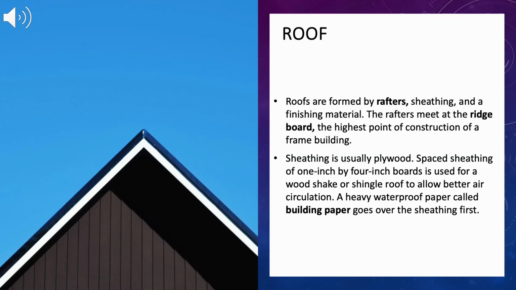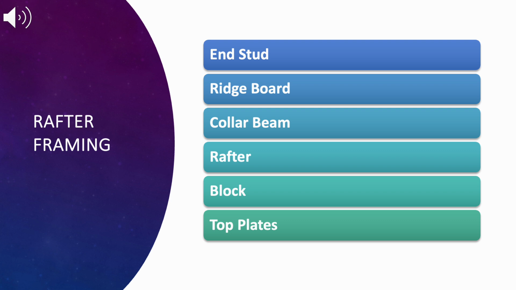Roof. Roofs are formed by rafters, sheathing, and a finishing material. The rafters meet at the ridge board, the highest point of construction of a frame building. Sheathing is usually plywood. Space sheathing of 1 inch by 4 inch boards is used for a wood shake or shingle roof to allow better air circulation. A heavy waterproof paper called building paper goes over the sheathing first. Rafter framing: end stud, ridge board, collar beam, rafter, block, top plates.